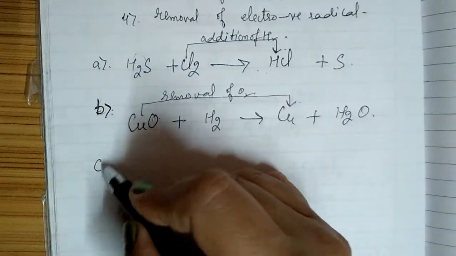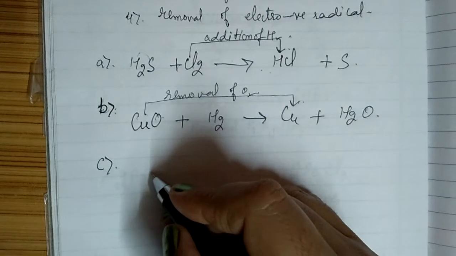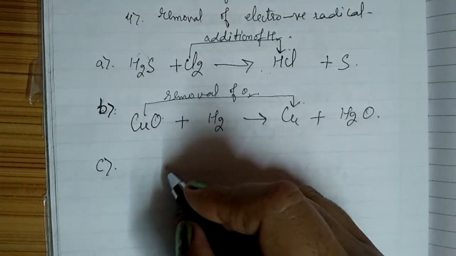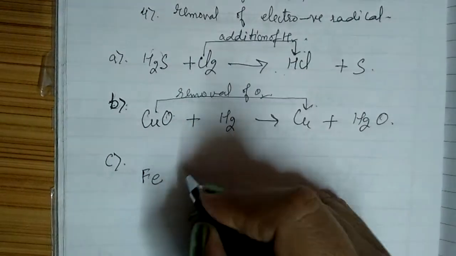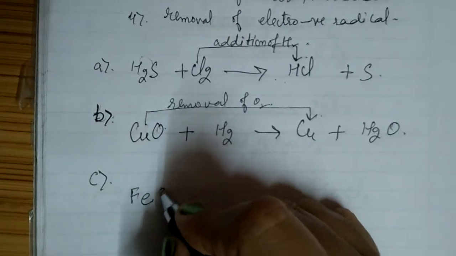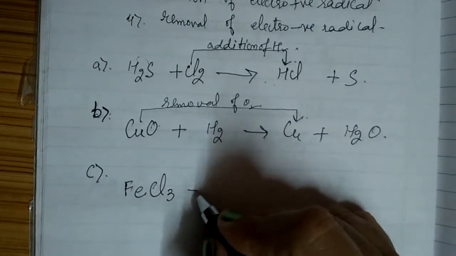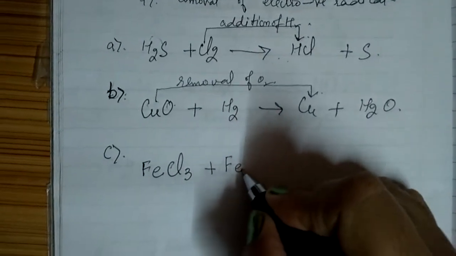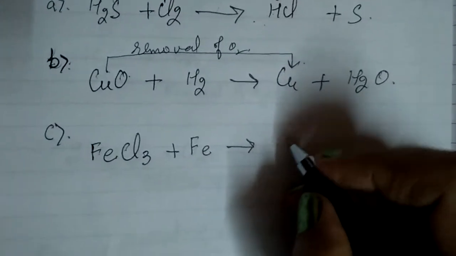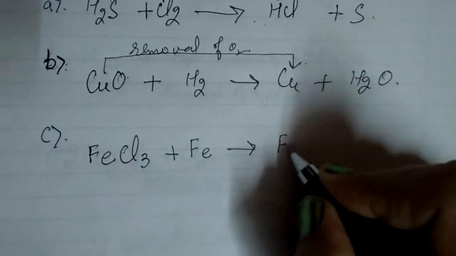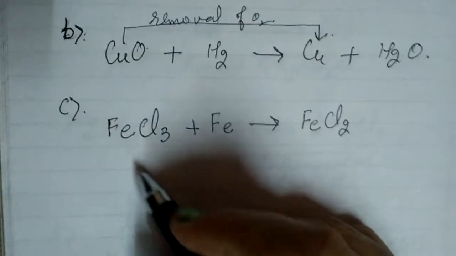Then the third case is what? Where we see that the addition of an electropositive radical that takes place over there. For example, we are having the compound ferric chloride. The formula is FeCl3 that reacts with the iron, that is Fe, to give what? Ferrous chloride. The formula is FeCl2. Let us balance first of all this one.